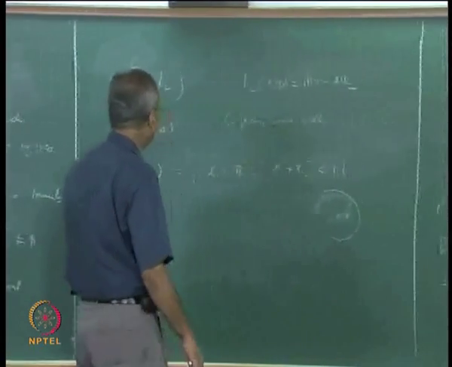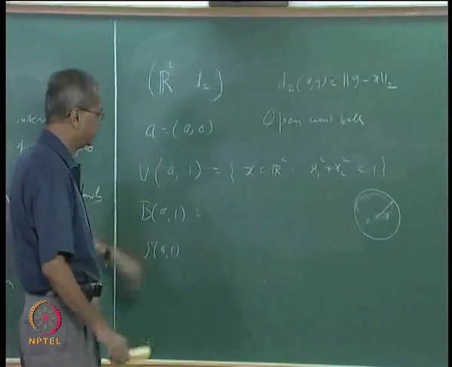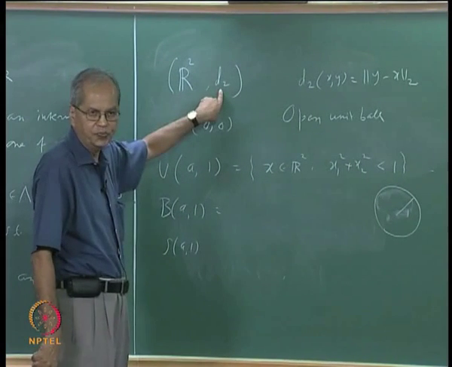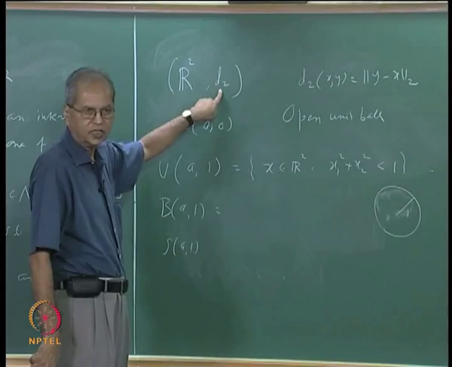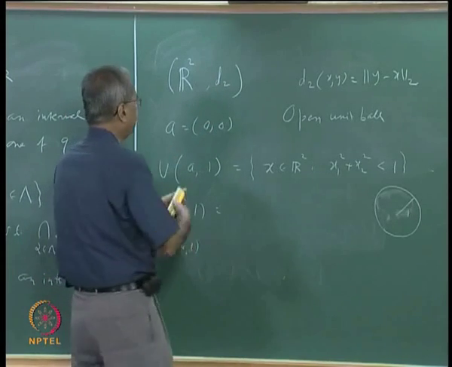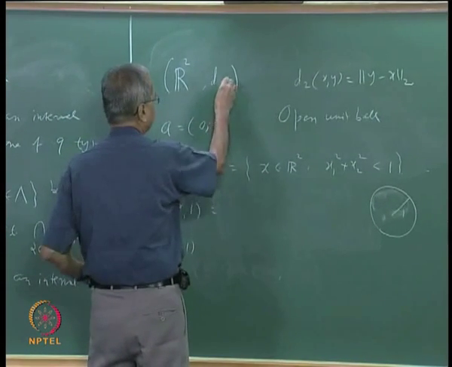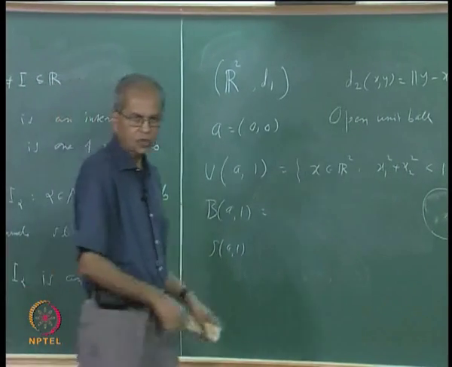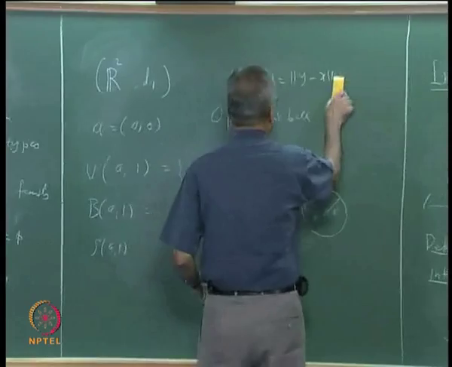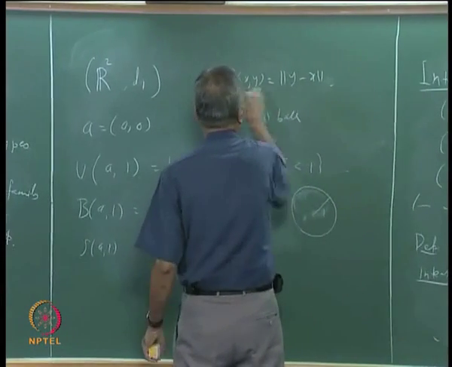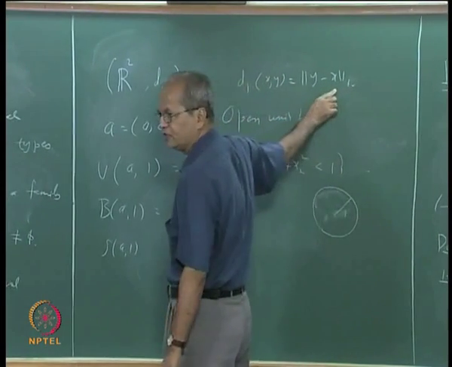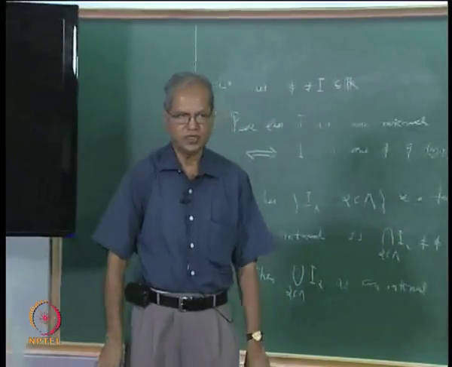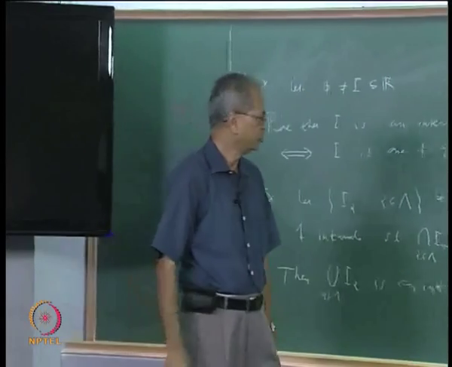Now what we shall do is just make a small change here. Instead of taking the distance given by d2, let us take the distance given by d1. What is d1? d1 is this: mod y1 minus x1 plus mod y2 minus x2, right.